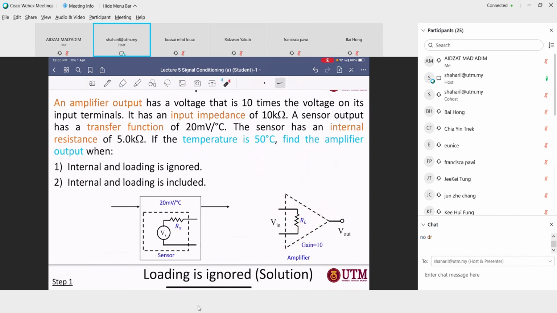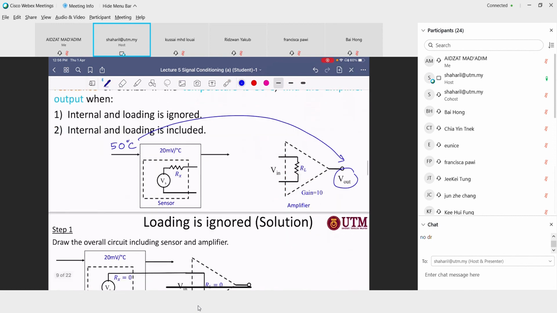A sensor output has a transfer function of 20 millivolt per degree. The sensor has an internal resistance of 5 kilo ohm, here 5 kilo ohm. If the temperature is 50 degree, find the amplifier output when the internal resistance and loading are ignored. So find the V out, that is our purpose for this question. There are two conditions: when the internal resistance and loading are ignored, and the second one when they are included.